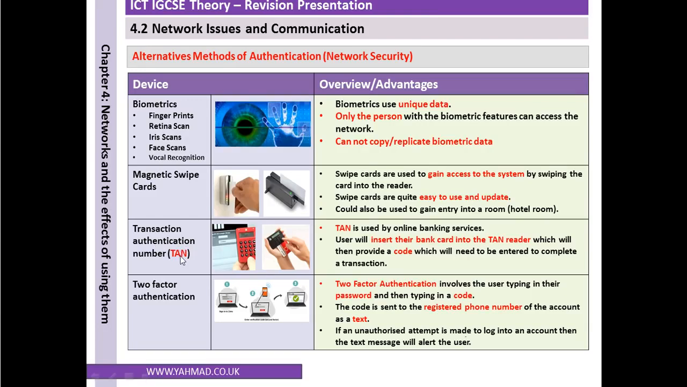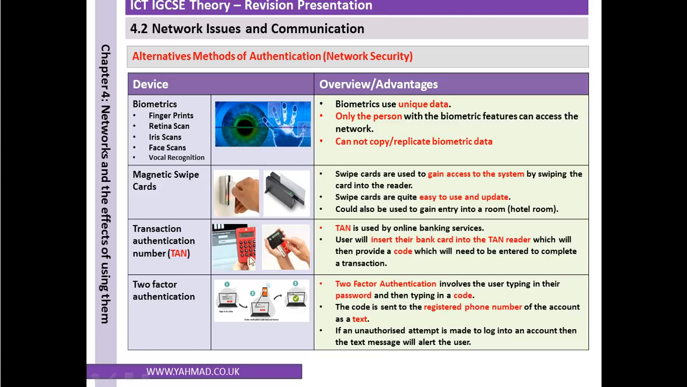Okay, transaction authentication number. So TAN is used by online banking services. So let's say, for example, we've managed to log in, we've typed in our username and password, we received the two-factor authentication code, and we've typed it in and we've logged into our account. Now let's say, for example, I want to transfer money from my account into somebody else's account. So another method of authentication and security is to use a transaction authentication number.